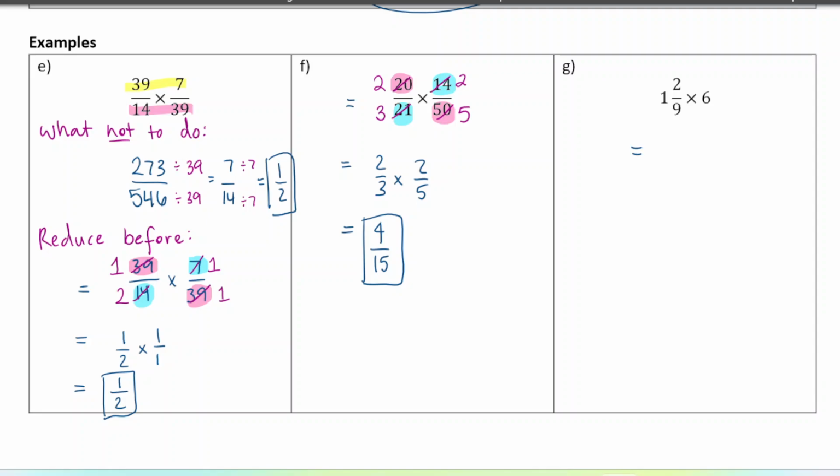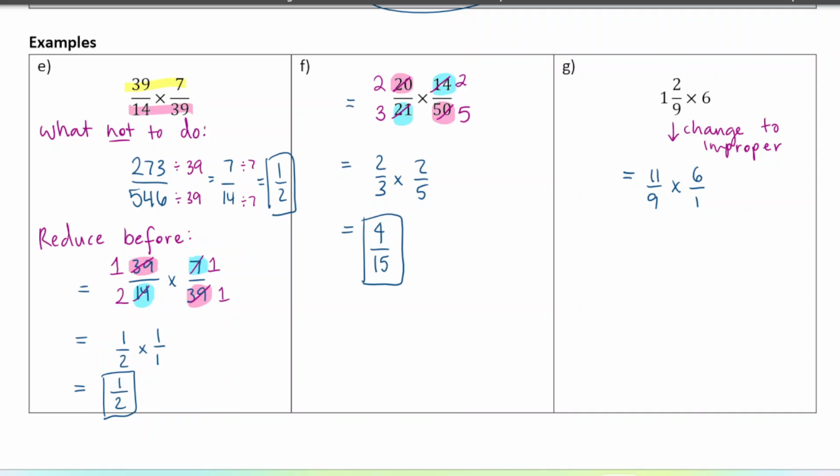We need to change this to an improper fraction first. This reducing trick does not work unless you're working with improper fractions. So 1 times 9 and adding 2 gives you 11 over 9. And I'm going to make it 6 over 1 because any whole number can be written as a fraction if you just put 1 in the denominator.